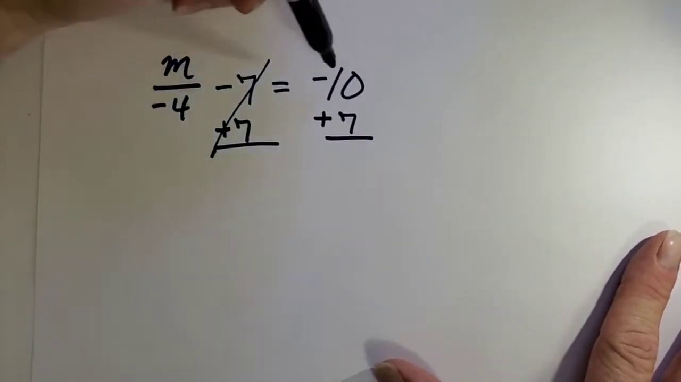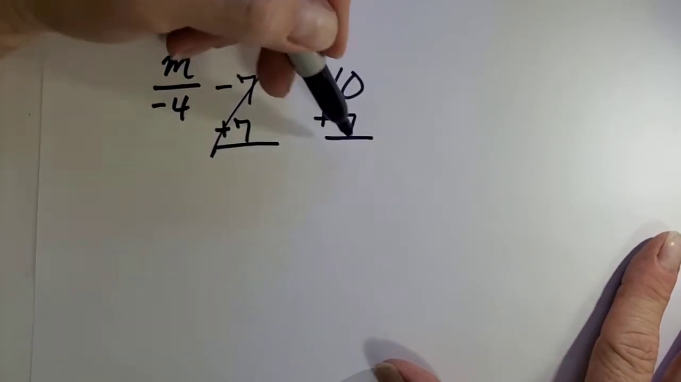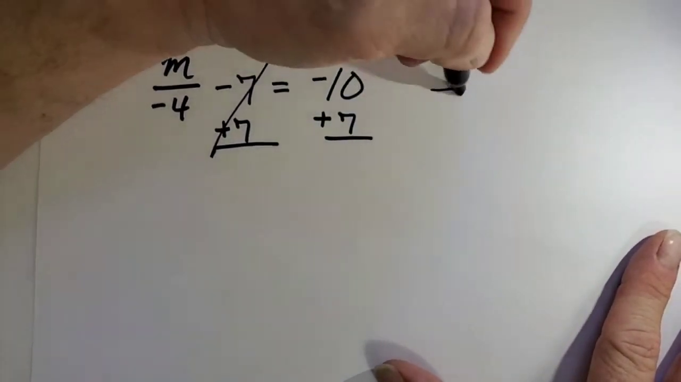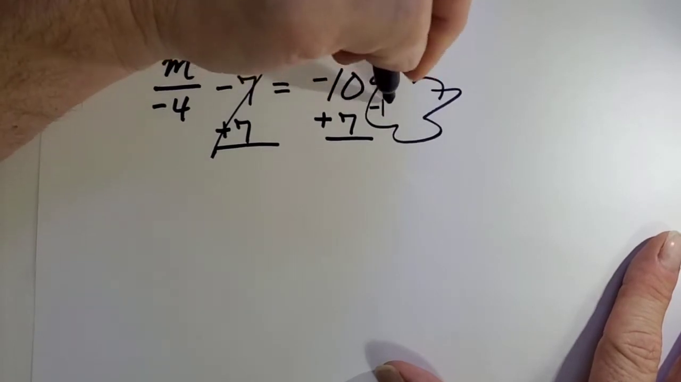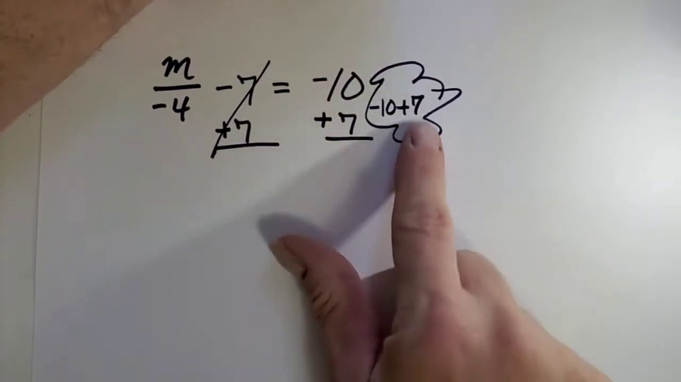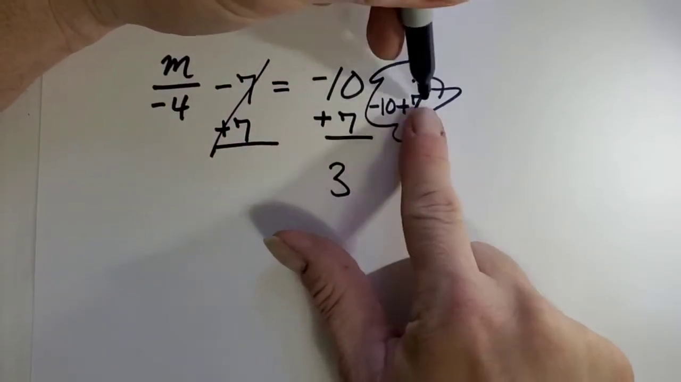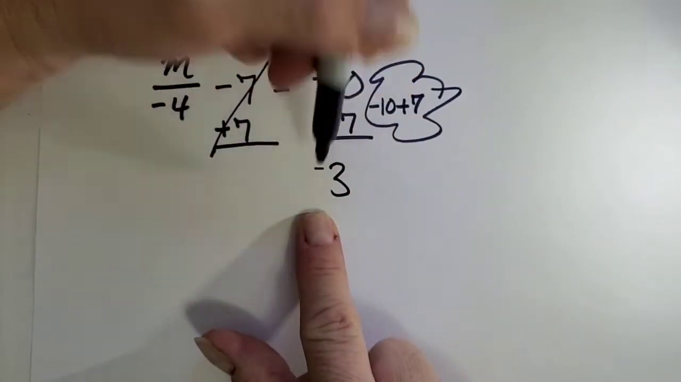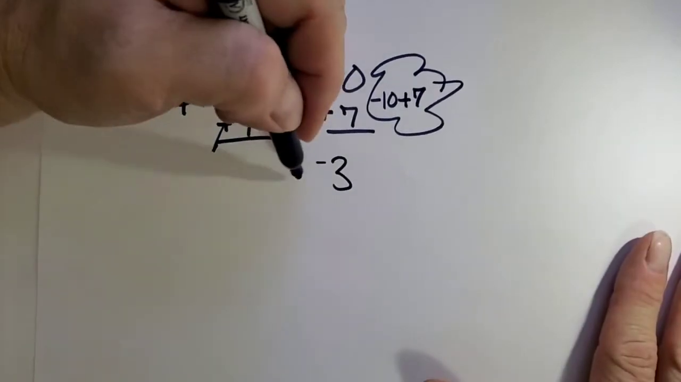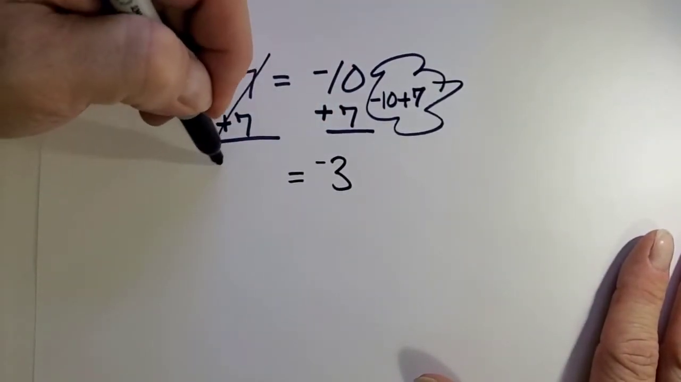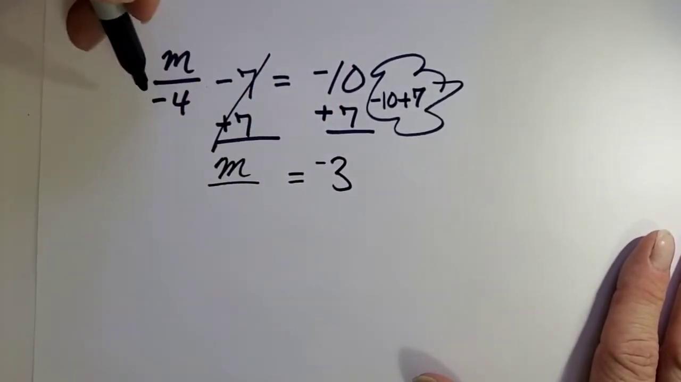These cancel. What's negative 10 plus 7? Remember, this is what we're doing. Negative 10 plus 7. Signs are different. You subtract. And what do we have more of? We have more of these. So your answer is that. Okay, and then on this side, we have the variable divided by negative 4.